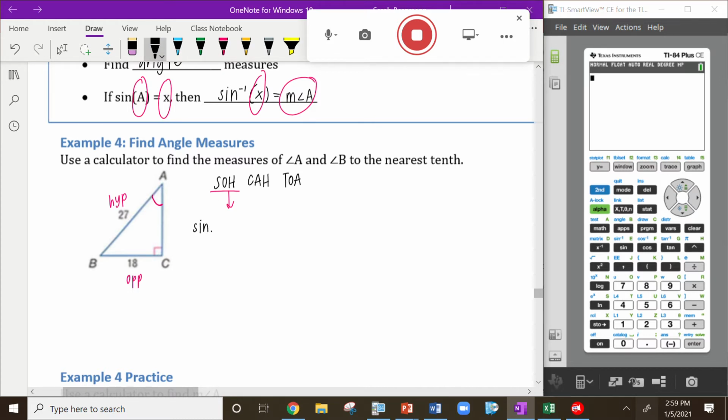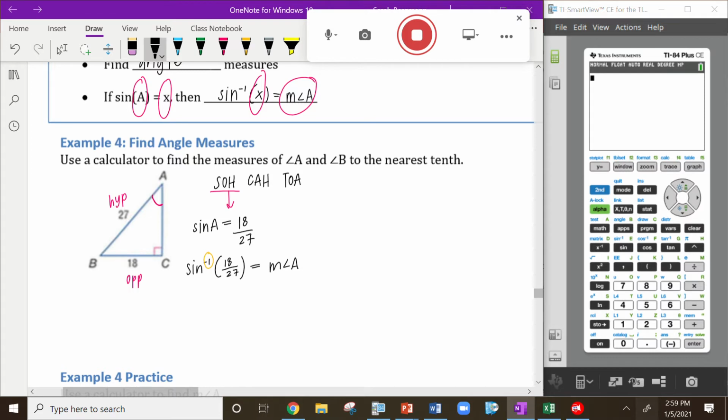So I'll write out my trig function normally first. I'll write sine of A, since I'm trying to find angle A, equals opposite over hypotenuse, so 18 over 27. Once I have this written out, now I can switch it to the inverse function, which is represented by this little negative one. That means inverse. And I can switch the input and the output, so I'll switch the ratio with the angle measure.